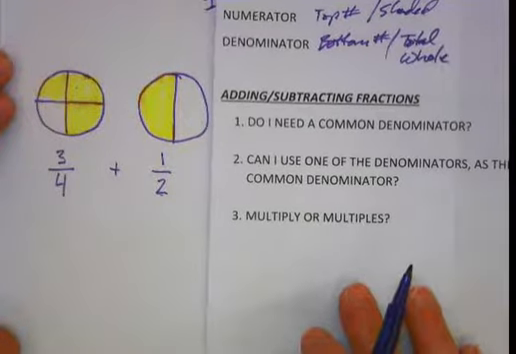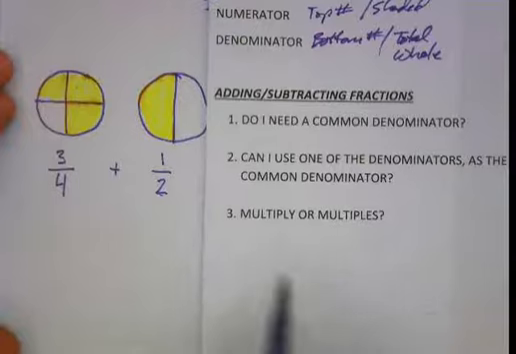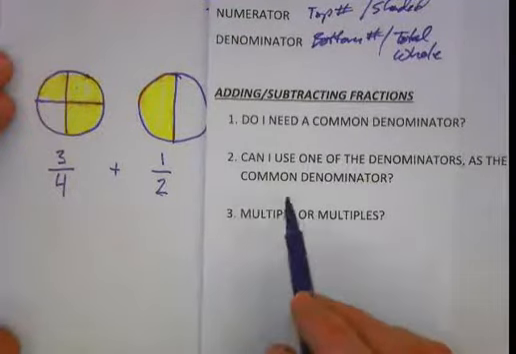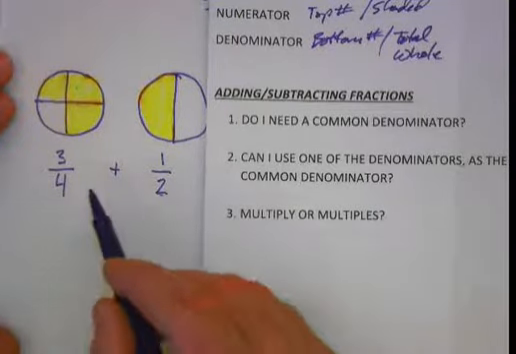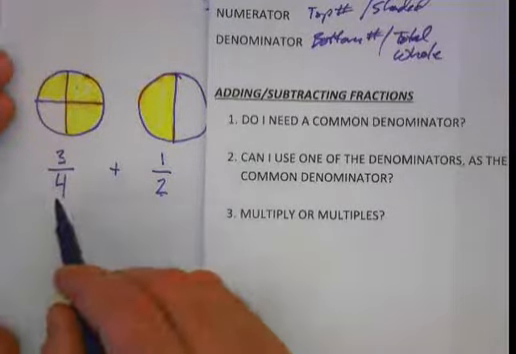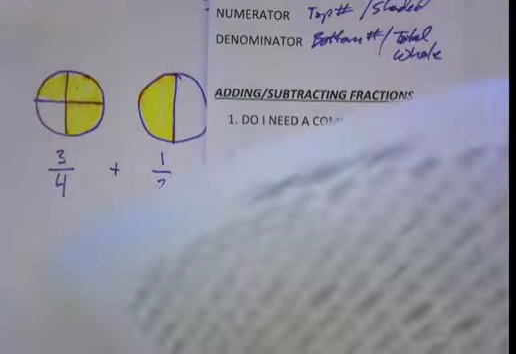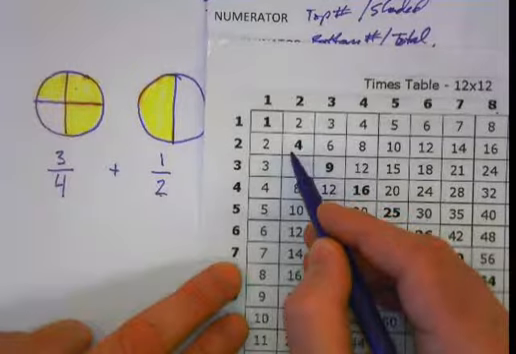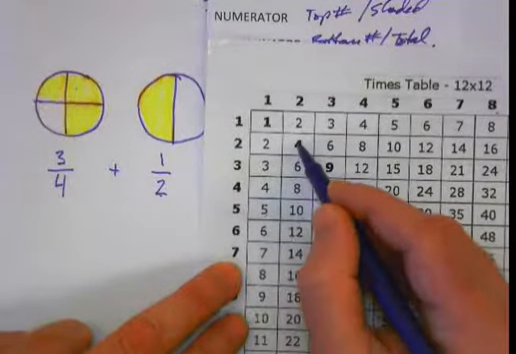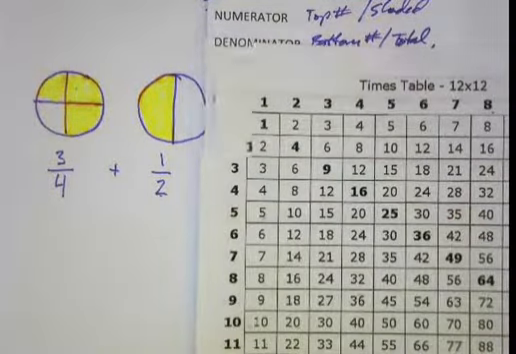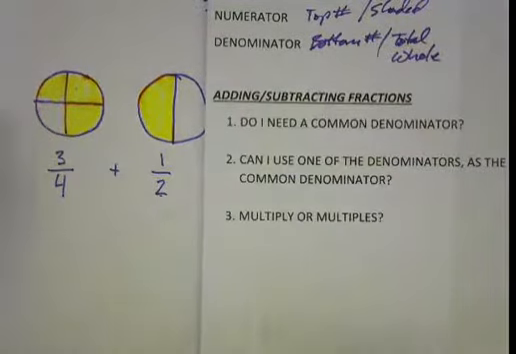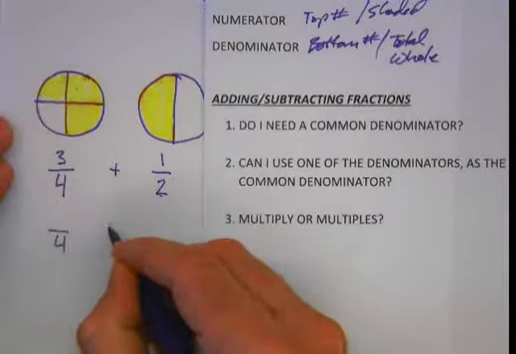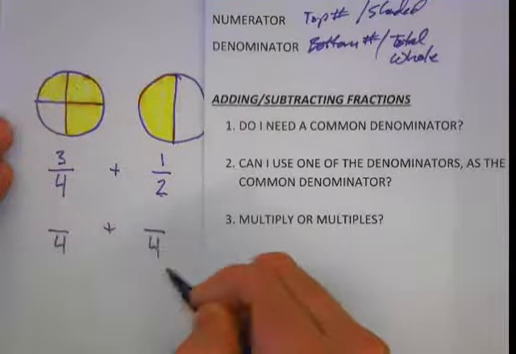The second question is, can I use one of these, either fourths or halves, as the common denominator? So we look and say, does 2 go into 4? Well, if you look at your multiples chart, and you go to 2, 2, 4. So 4 is a multiple of 4 and of 2, so 4 is your common denominator. So we would say our new common denominator is going to be 4 plus something else over 4.